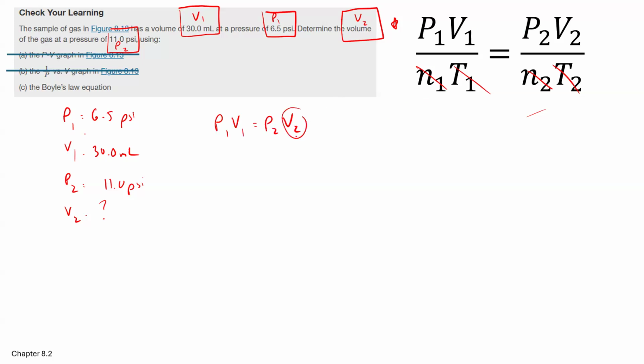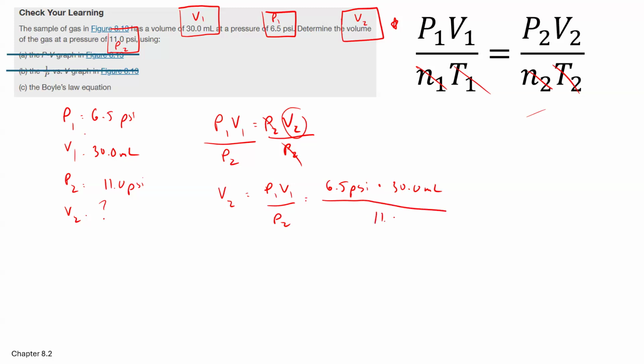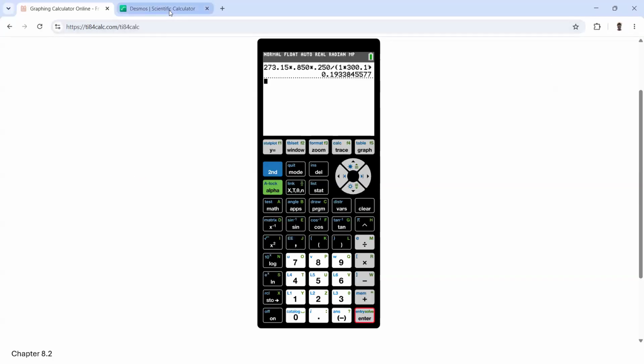We're looking for V2. Divide both sides by P2. So I'm going to rewrite it, just swapping the positions, so it looks easier for us to do on a computer. P1 is going to be 6.5 psi. V1 is 30.0 mL divided by P2, 11.0 psi. So psi cancels out, 6.5 times 30 divided by 11. So let's do another one.